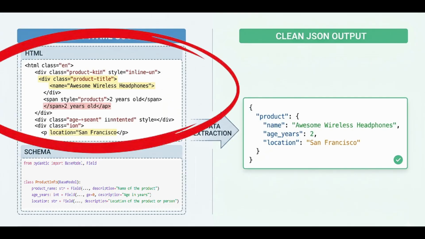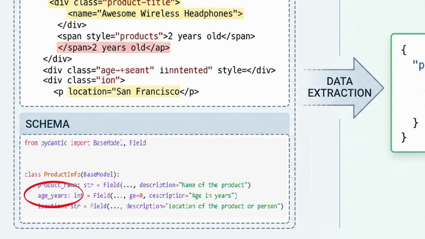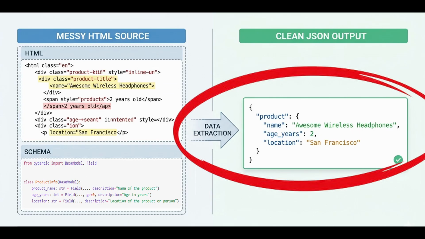So instead of prompting it with something vague like, hey, summarize this product page for me, the workflow is more like, here's the HTML, here's my schema, extract product name, age, location, and you basically get something like this.